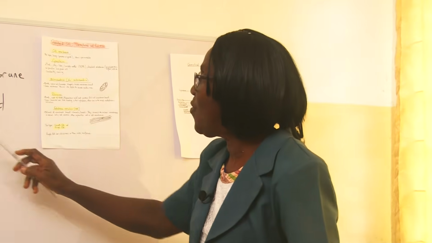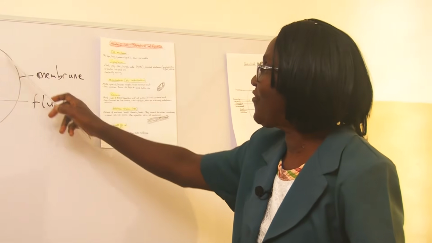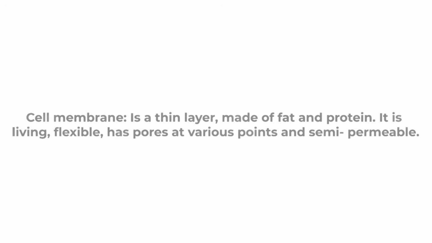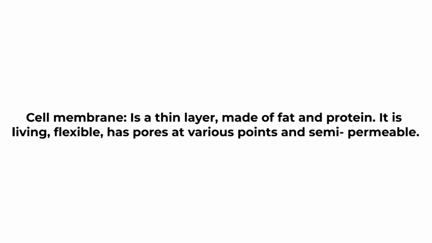Yes, so now we want to look at the structure of a generalized cell. Have a cell like this. The first thing we want to look at is the cell membrane. This membrane here is a thin layer, living. It's made up of protein and lipids, and it's semi-permeable. Semi-permeable means it allows some substances to go in and others not.